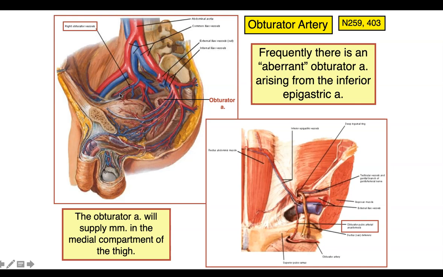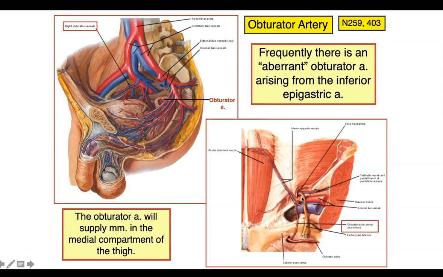Sometimes, if you don't see the obturator artery as a branch of the internal iliac artery, it may arise from the inferior epigastric artery. Inferior epigastric artery is a branch of the external iliac artery. It passes in between the rectus abdominis muscle and the rectus sheath, deep to the rectus abdominis muscle within the sheath, and anastomoses with the superior epigastric artery.